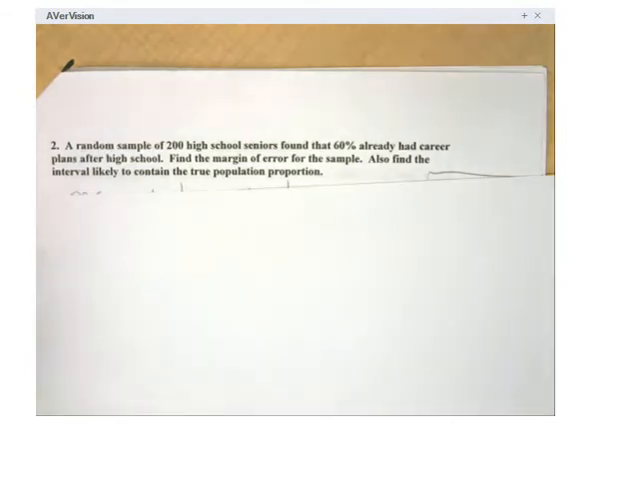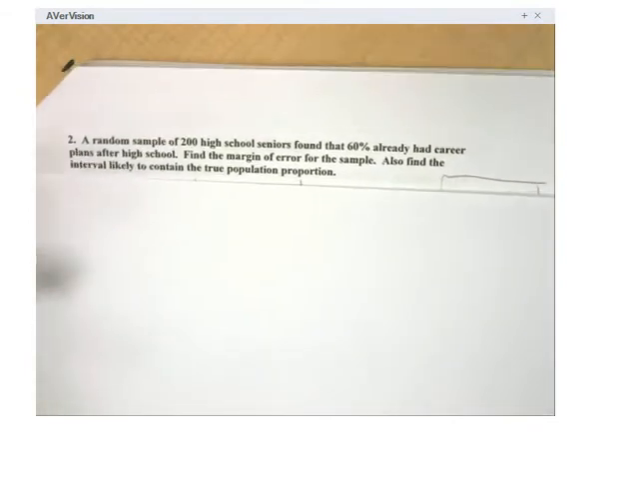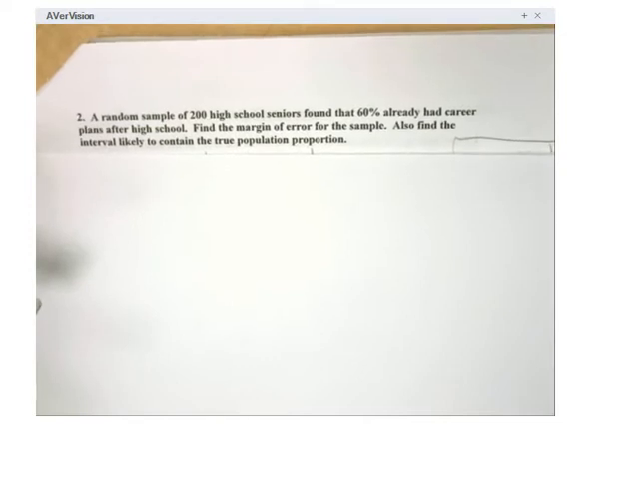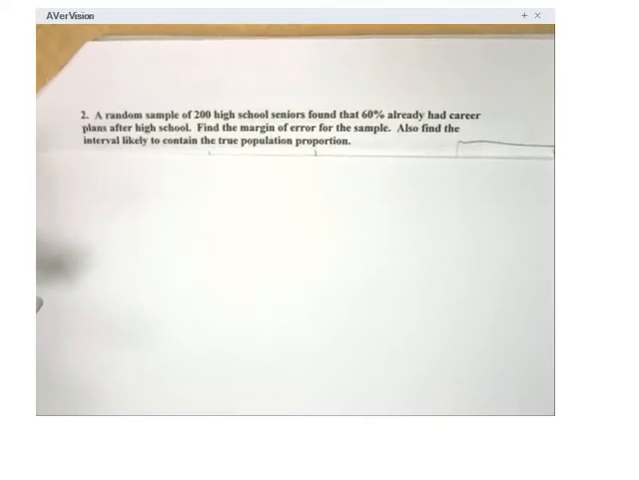Okay, next one. We have a random sample of 200 high school seniors found that 60% already had career plans after high school. So they knew what the career was, at least they think they know what their career was. And we're going to find the margin of error of the sample.